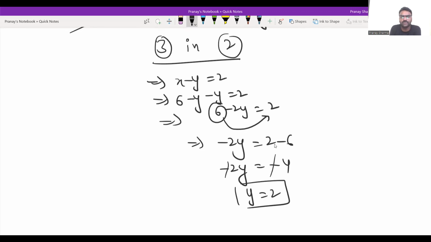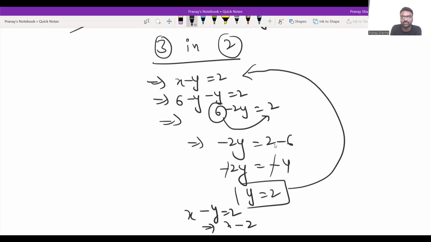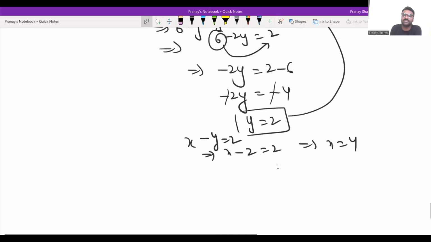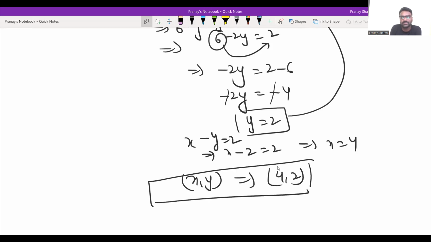Now you substitute the value of y in any equation. If you substitute it in equation number 2, you'll get the value of x calculated. So x minus 2 equals 2, that means x should be 4. And how are we representing the solution? In ordered pair, x comma y. This is going to be the ordered pair representation, so this will be 4 comma 2. Fine. So this is how the solution is going to look. We will first write x and then y.